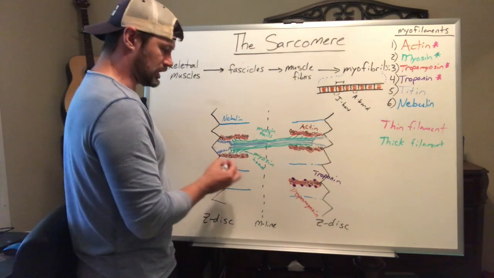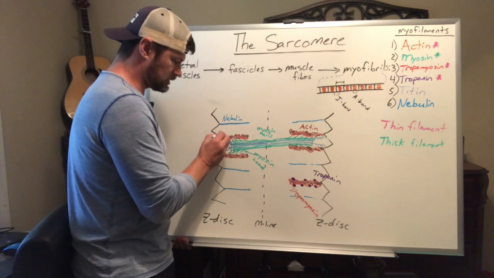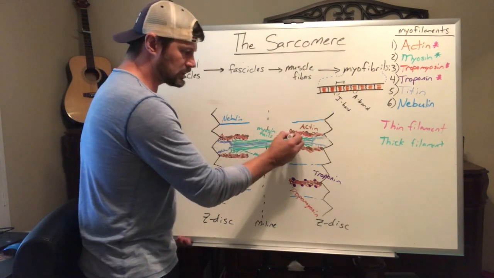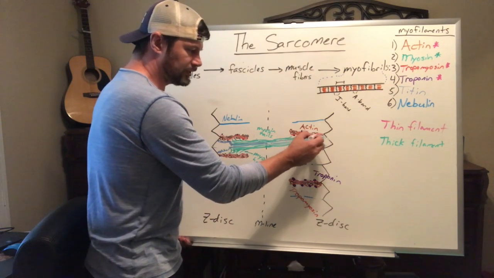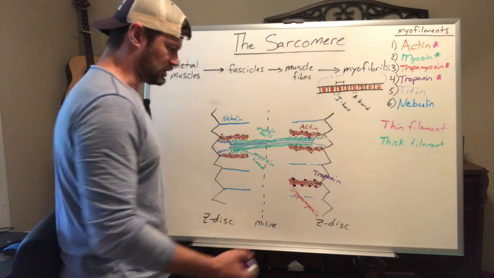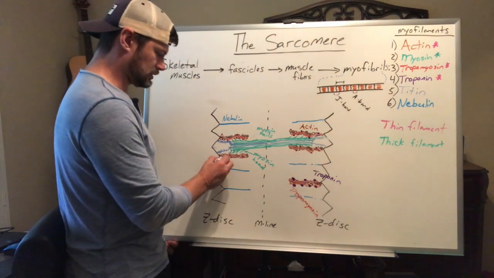You don't need these gigantic troponin way over here. Just draw in little dots. That's enough to understand troponin is there. You can label them, and then you begin to understand the function of each one of these things better.